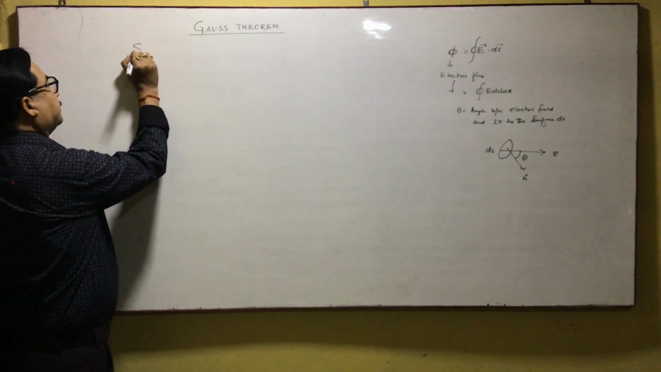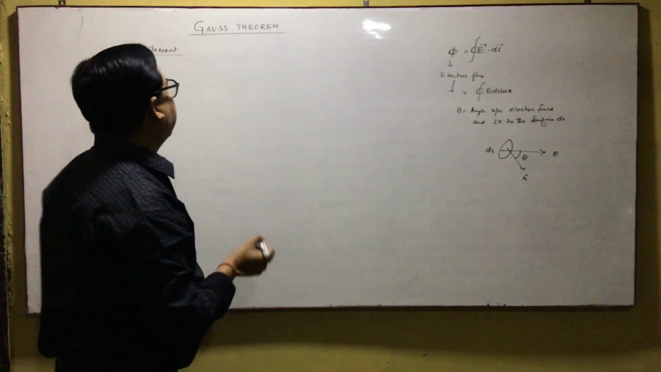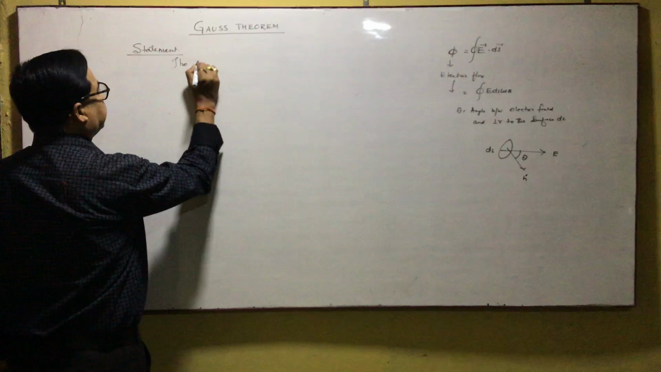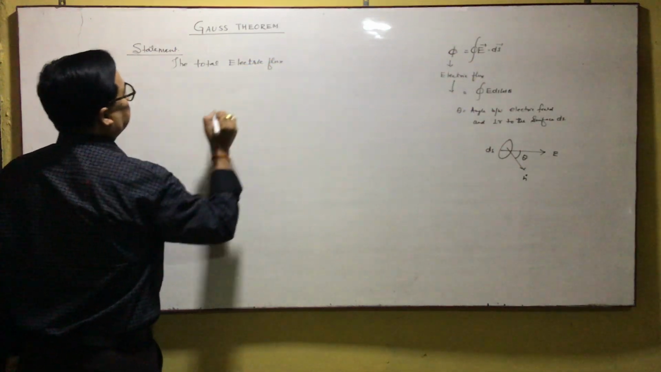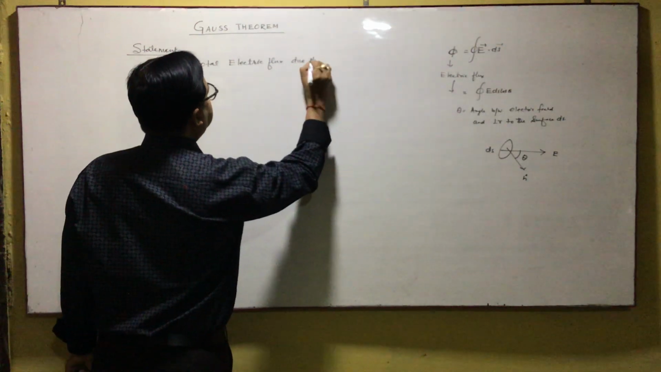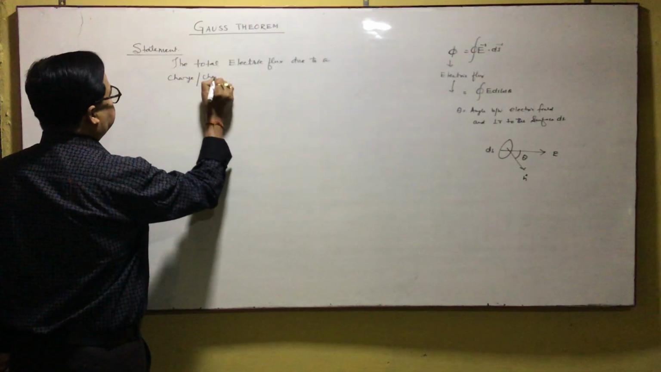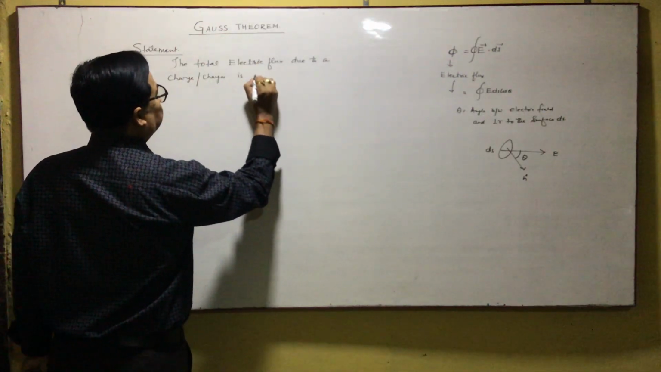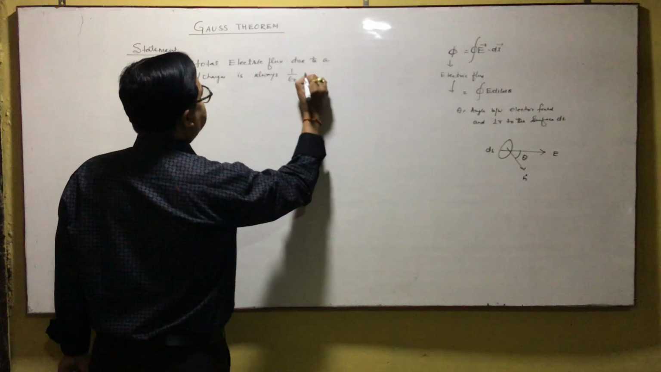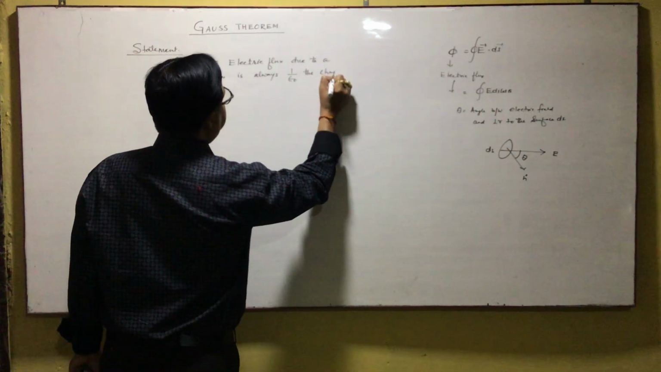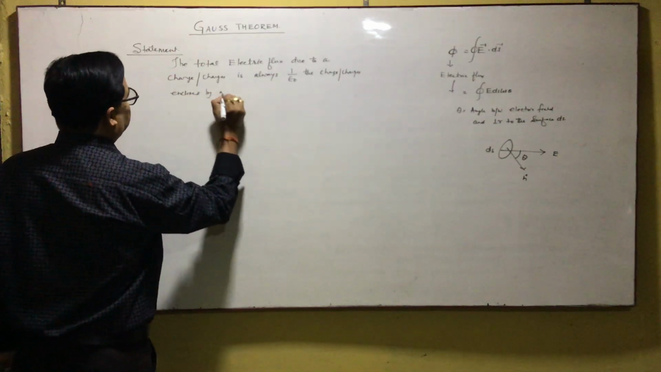Statement of Gauss theorem. Gauss theorem states that the total electric flux due to a charge or charges is always 1 by epsilon naught times the charge or charges enclosed by a surface.